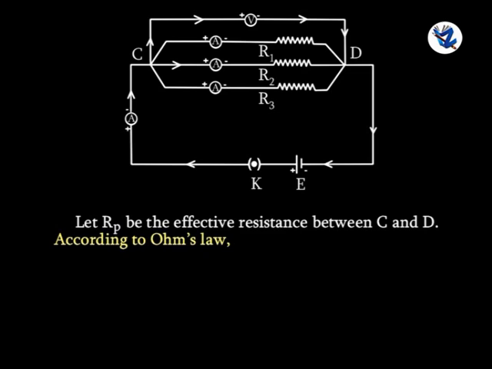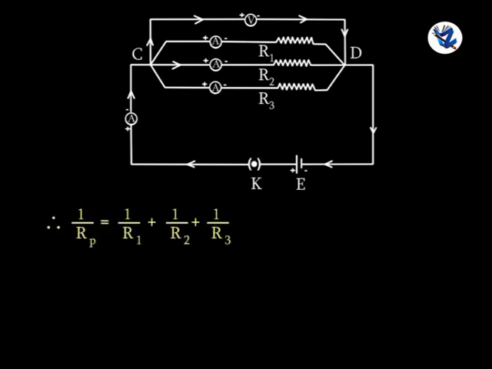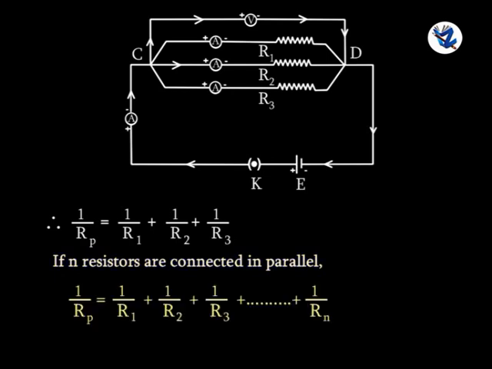According to Ohm's law, I is equal to V upon Rp. Similarly, I1 is equal to V upon R1, I2 is equal to V upon R2, I3 is equal to V upon R3. Therefore, 1 upon Rp is equal to 1 upon R1 plus 1 upon R2 plus 1 upon R3, and if n resistors are connected in parallel, 1 upon Rp is equal to 1 upon R1 plus 1 upon R2 plus 1 upon R3 plus dot dot dot plus 1 upon Rn.